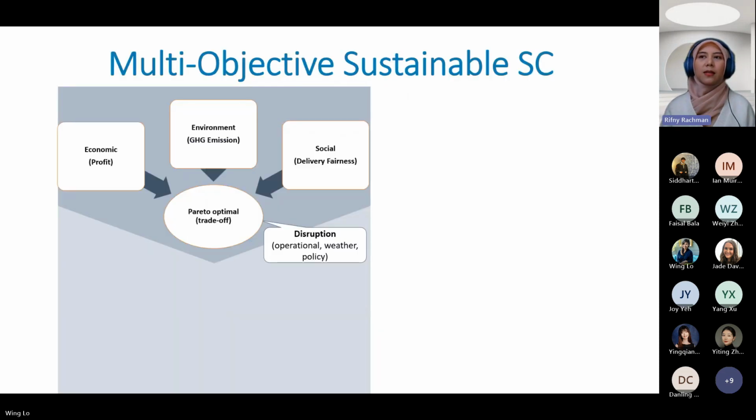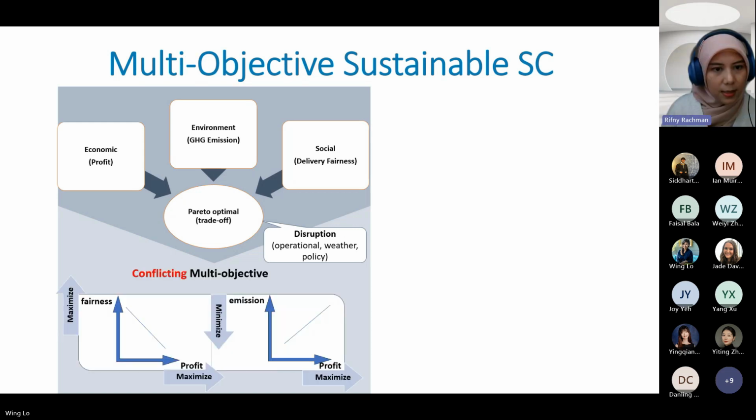And then recently there is a concern regarding the sustainable supply chain that makes it multi-objective. So except for the concern about the cost, we will also cover the other facets of sustainability, including environment and social as well. And the economic facet in here is represented by the profit, and the environment will be represented by a greenhouse gas emission. And for the social aspect, there will be delivery fairness. So we are trying to find the trade-off between three of them. And of course, we will also consider the disruption along the process, including the operational, weather, and the policy causes.